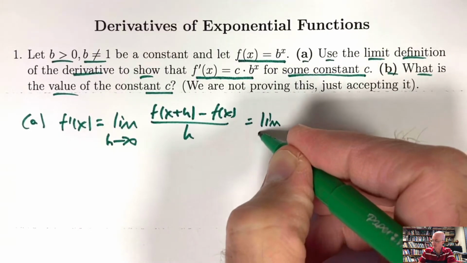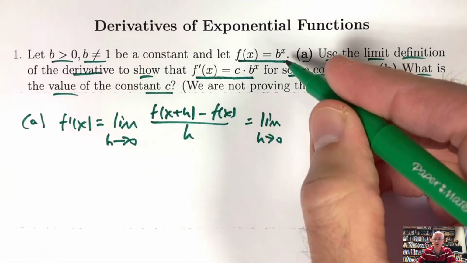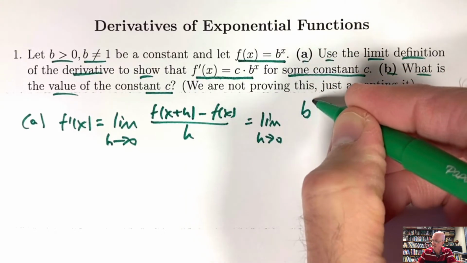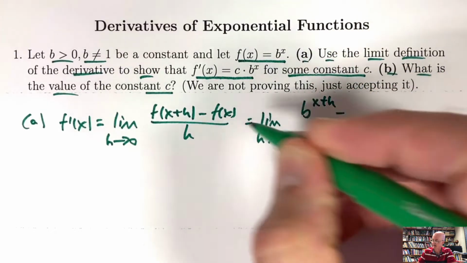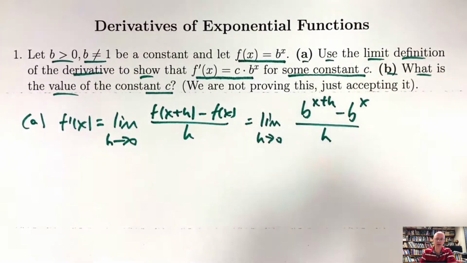Let's see what happens. So first we need to find f of x plus h. Go to the formula for f of x and replace x with x plus h. You would get b to the x plus h. Subtract f of x itself. That means subtract b to the x, all divided by h.